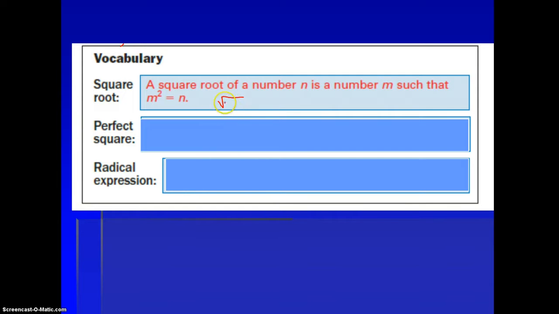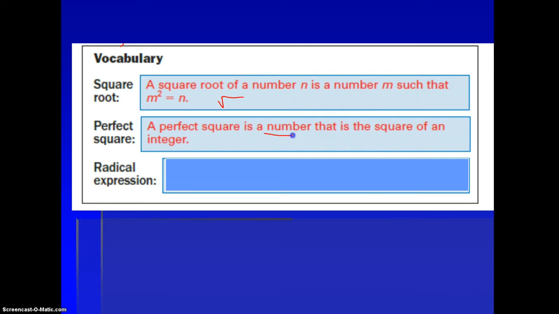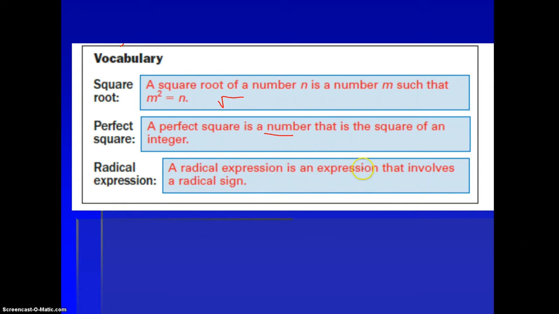In order to find the square root of something, it's technically the inverse of that number squared. Square root kind of undoes a square. A perfect square is a number that is the square of an integer. A radical expression is an expression that involves a radical sign. Again, the radical sign is the square root sign.